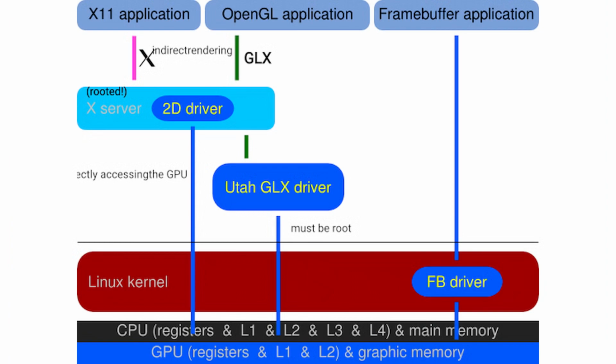In 1999, SGI published the GLX protocol as an extension to the X11 protocol. This allowed OpenGL applications to use the X server to send OpenGL render commands to the OpenGL drivers and conversely allow the X server to handle 3D graphics. However, developers soon realized that this approach was not good enough for intensive 3D workloads such as games.